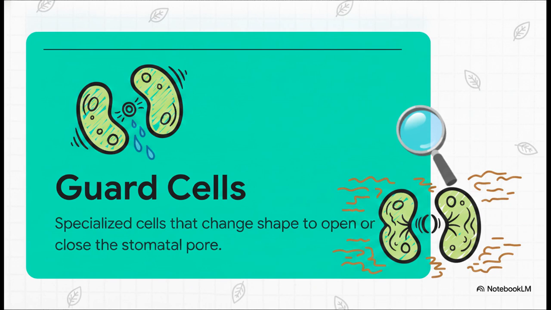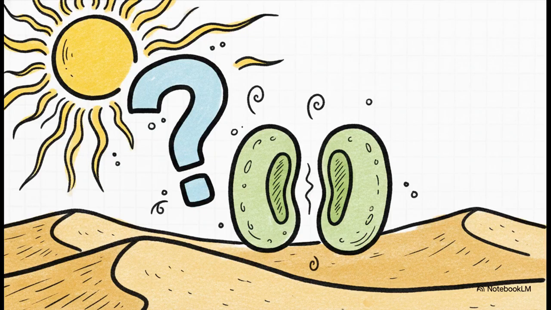I like to think of guard cells as the security bouncers standing on either side of the stomatal doorway. They are specialized cells that actually change their shape, swelling up to open the pore or shrinking to close it right off. They actively control how much water vapor is allowed to escape, protecting the plant from drying out completely. Pretty cool, right? Well, that about wraps up this concept.